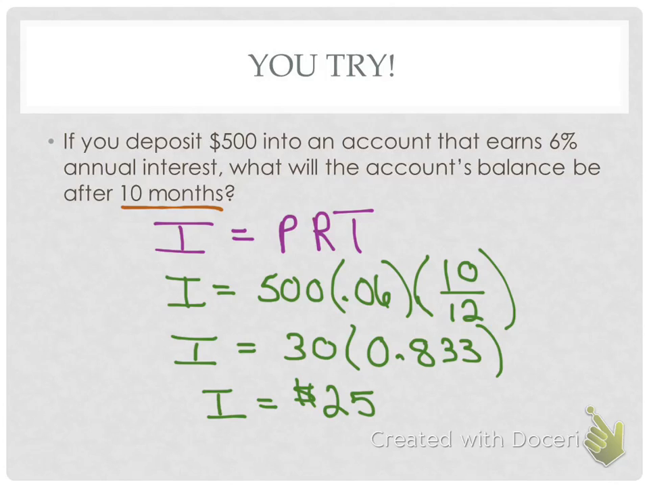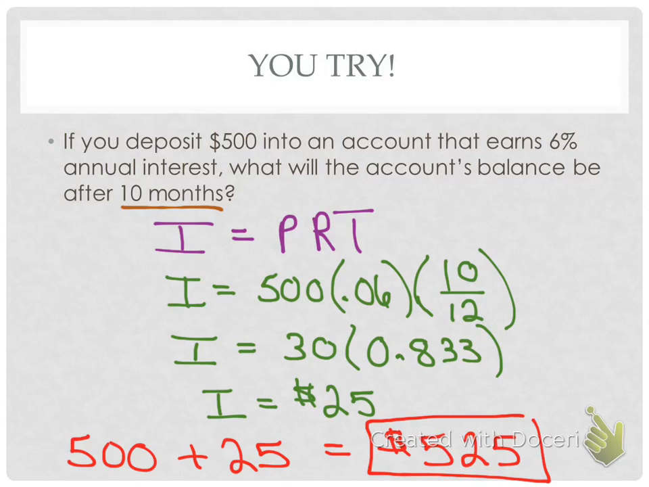Okay. Now, but is that what it asked me? No, it said, what is the account's balance? So now what do I need to do? Yep, add 500 plus 25, and that gives me the total balance. The initial investment plus the interest it made gives me the total balance, 525. Okay?